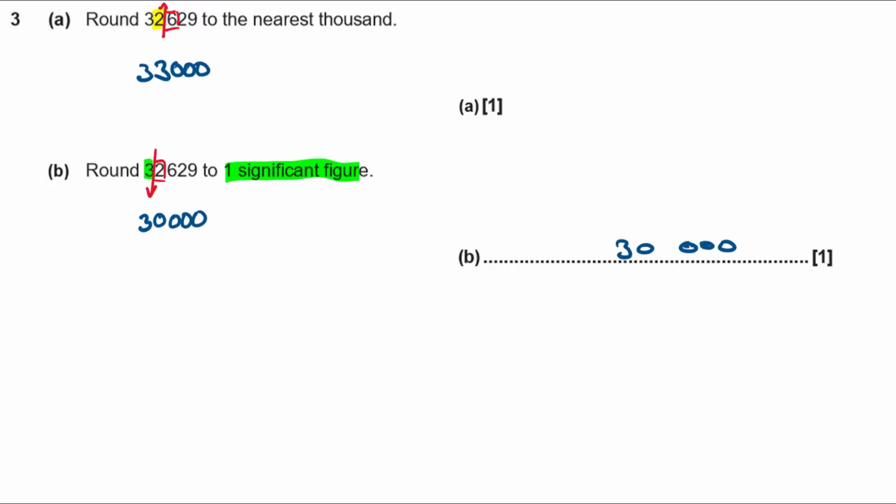Okay, another way of thinking about it is the first significant figure is in the tens of thousand column. So just round your number to the nearest 10,000. So you can see that 32,000 is closer to 30,000 than 40,000.